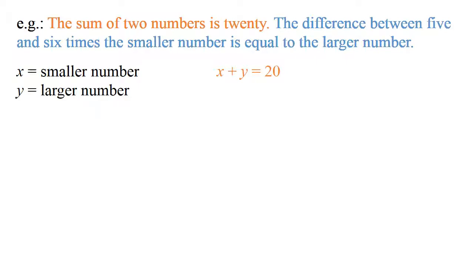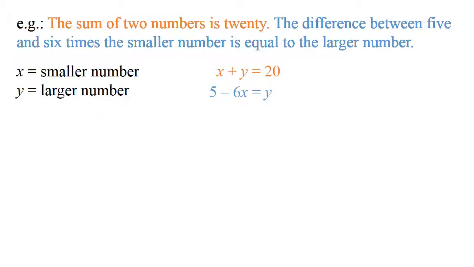So I'm going to go to the second sentence. The difference between 5 and 6 times the smaller number is equal to the larger. So the difference means subtraction. 5 minus 6x, 6 times the smaller, so 6x, is equal to the larger, which is y. So 5 minus 6x equals y.